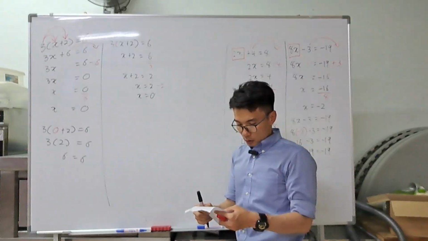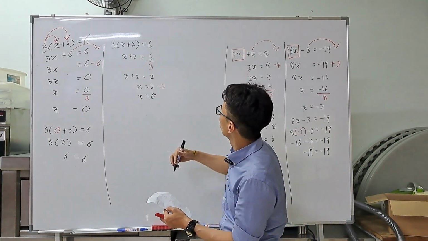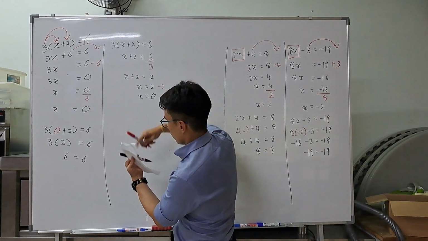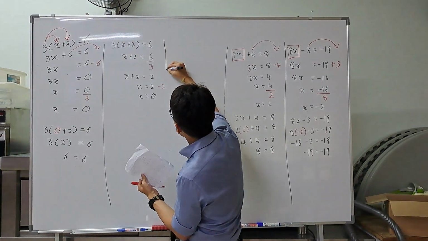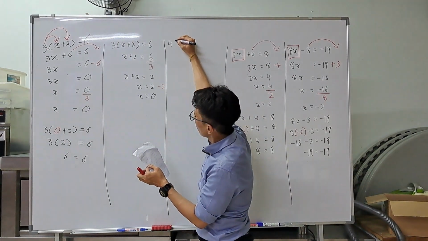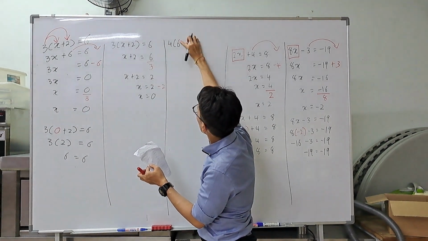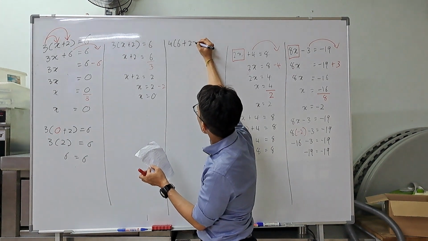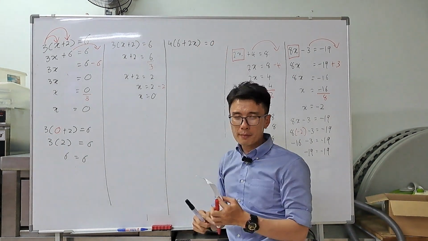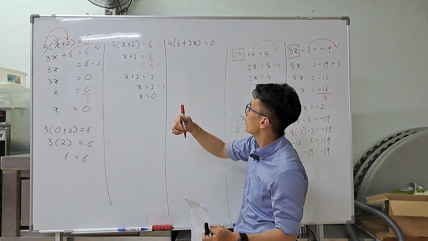Okay, another example to show you. Very similar example. 4(6 plus 2x) equals 0. I'll use the expansion method, just in case some of you are not familiar with the method yet.